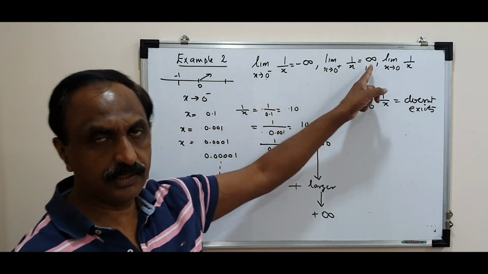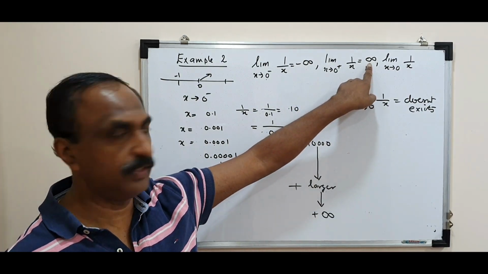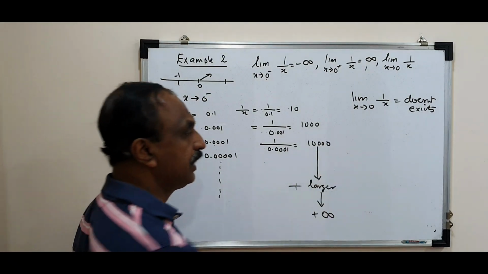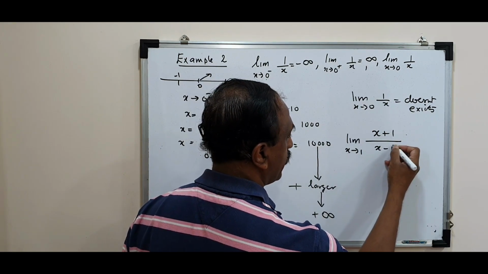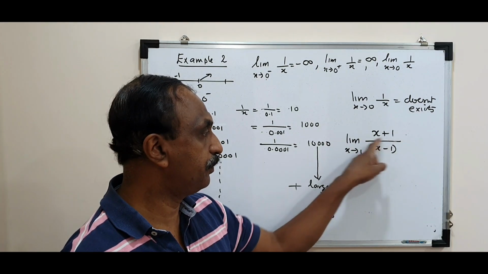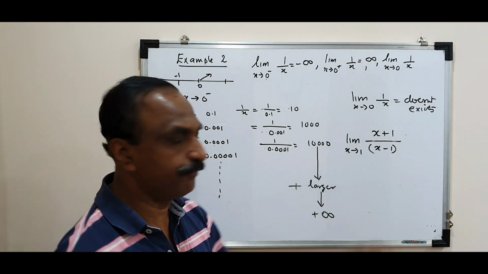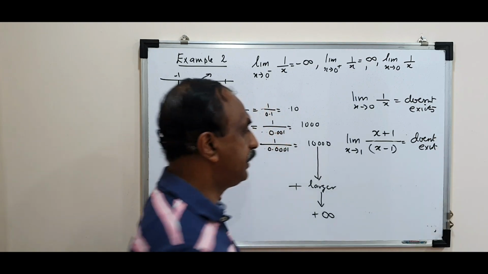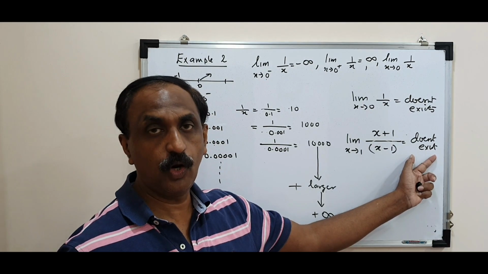Although the limit is infinite, one goes to the negative side of infinity, the other goes to the positive side. So we can say the limit does not exist. This is not only true for this, but for any function with the denominator becoming 0. Let's say x plus 1 upon x minus 1. What will happen here? When x tending to 1 plus, this will go to positive infinity. When x tending to 1 minus, this will become negative infinity. So the limit does not exist. So whenever the denominator alone becomes 0, the limit does not exist.